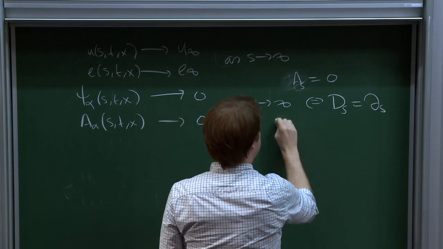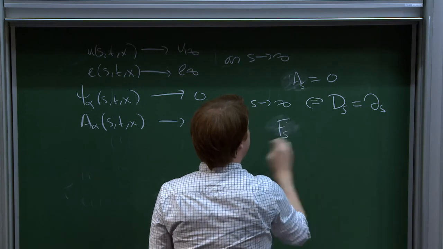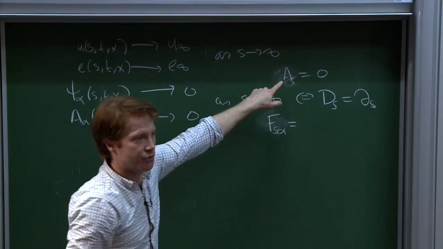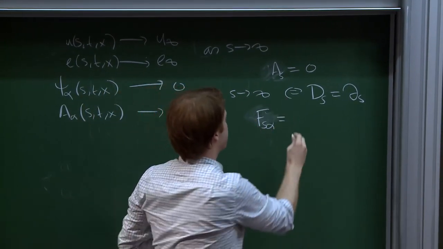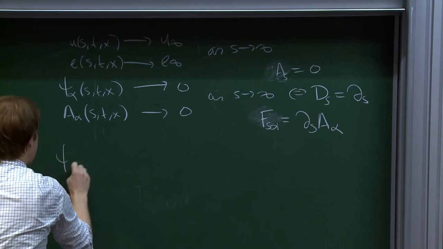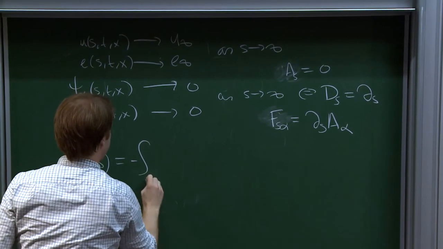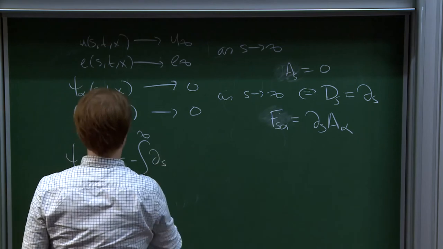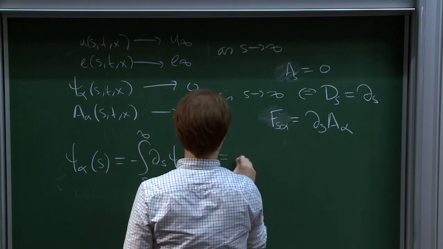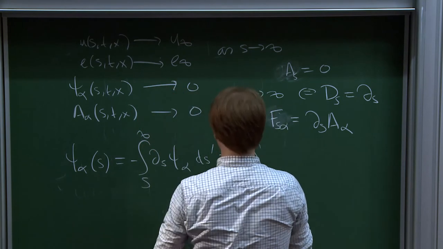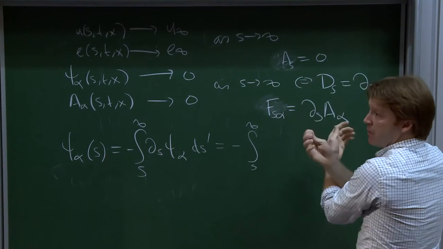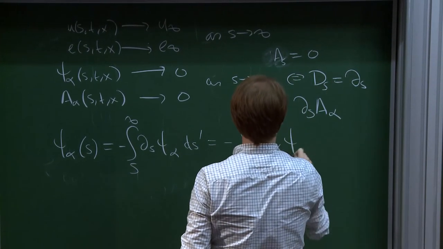And again, this means for A that the curvature, if we have s in any one of the components here, F_{s alpha}, remember, involves derivatives of A and the commutator of A with itself. So the only one that remains is partial_s A_alpha. Okay, so we can write psi alpha of s as minus the integral from s to infinity, by the fundamental theorem of calculus, of D_s psi alpha, ds prime. Now, using this caloric gauge condition, it is the integral from s to infinity of capital D. And now we use the torsion free property, so this is nothing other than D alpha psi s.